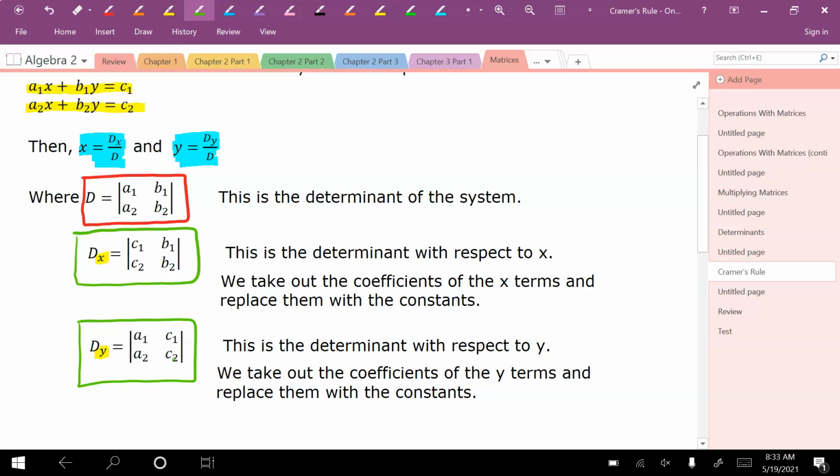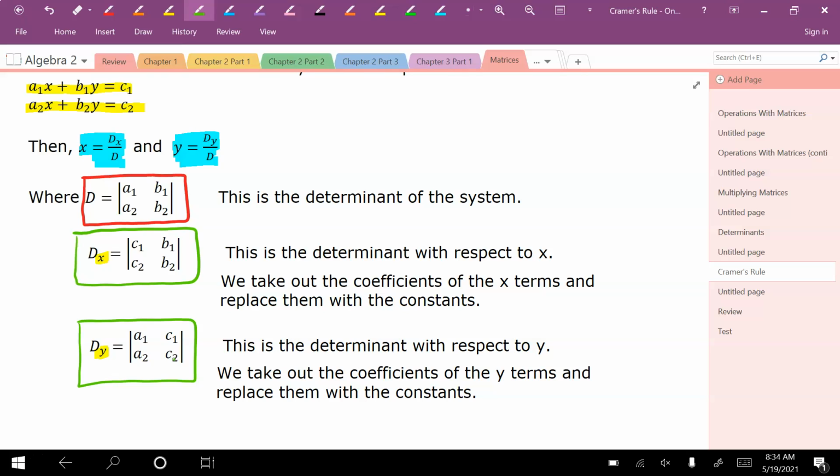So if you guys just take a note here, these two are the constants at the end of your equation. They kind of just switch places, and they go in place of the coefficients of the letter that you're solving for. So this one is in place of the x's, and then for the y's, this one's in place of the y constants. And that's going off of that original determinant up there. And then the b's and the a's, those stay in the same spot. It just depends on which value you're trying to solve for.